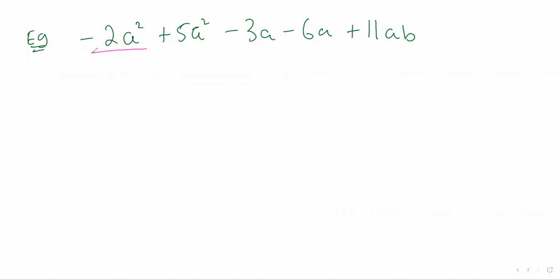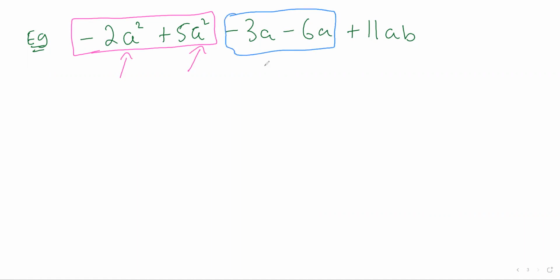Yes, this is a pair of like terms here. Why? They carry the same variable. Here carrying a squared, here carrying a squared. Next set of terms now. Minus 3a minus 6a, are these like terms? Yes, they are like terms. Why? They carry the same variable. Here carrying a and here carrying a.